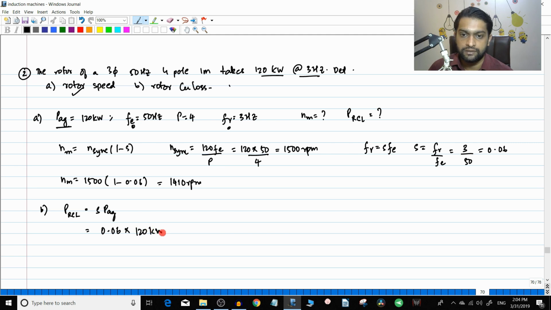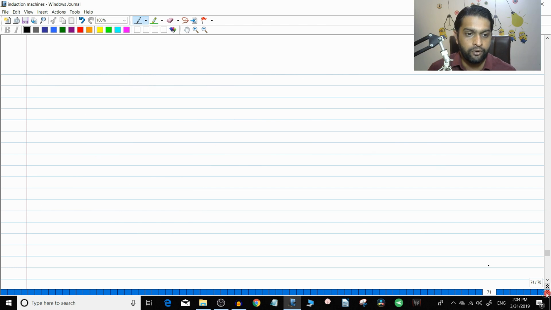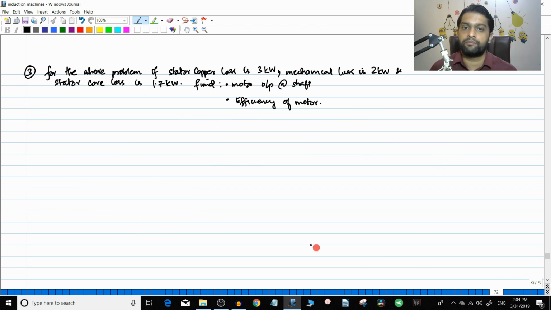120 kilowatts. So what is this value? It is 7.2 kilowatts. So the rotor copper loss, P rotor copper loss, is 7.2 kilowatts. Okay, so that is the second problem over. Now let's go for the third problem here.